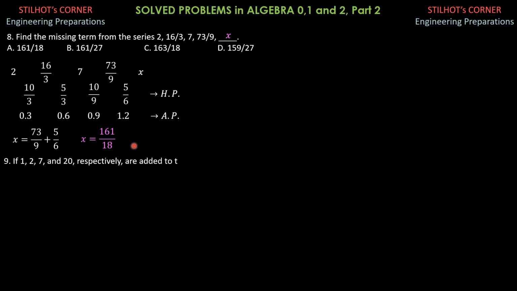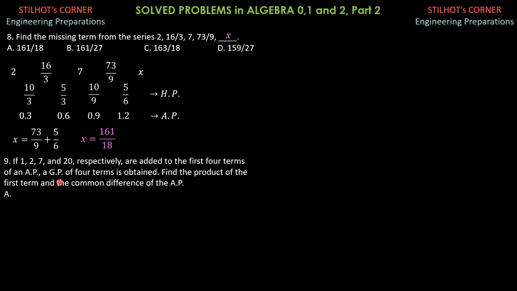Problem 9: if 1, 2, 7, and 20 respectively are added to the first four terms of an arithmetic progression, a geometric progression of four terms is obtained. Find the product of the first term and the common difference of the arithmetic progression. For the terms in arithmetic progression, we have A1, then A1 plus D as the second term, A1 plus 2D as the third term, and A1 plus 3D as the fourth term.